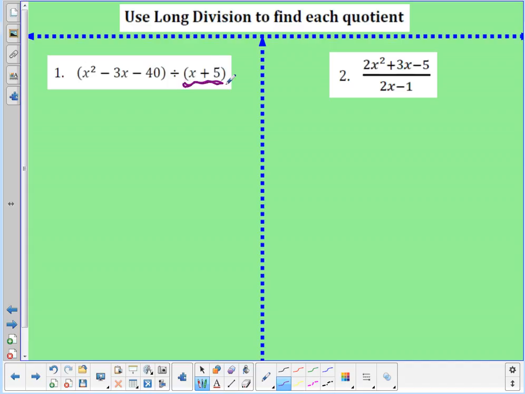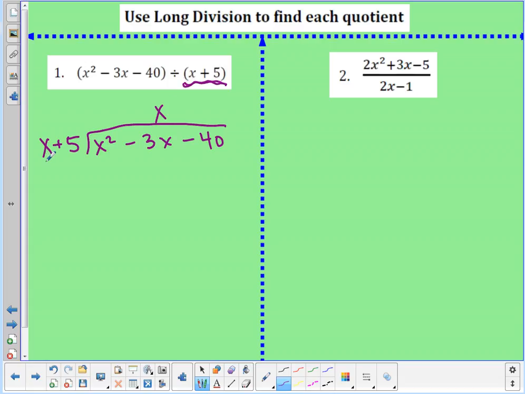So with 2 terms being divided, that's what goes on the outside of the box. And then on the inside of the box, we have x squared minus 3x minus 40. So then from there, I need to ask myself, how do I make x look like x squared? What do I need to multiply by so that x looks like x squared? And it's another x. And since it's an x, I'm going to line it up with my like terms. I'm going to put it above the x term that's inside.